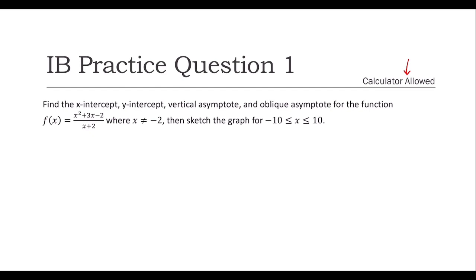So we'll start with our x-intercept. Our x-intercept is when y equals 0. So we'd have 0 equals (x squared plus 3x minus 2) over (x plus 2). When we multiply by x plus 2, we still get 0 equals x squared plus 3x minus 2. We can't factor this, but we can use the quadratic formula.